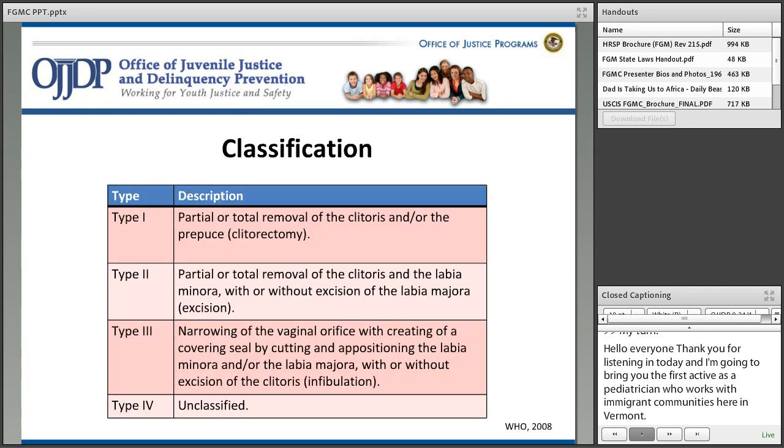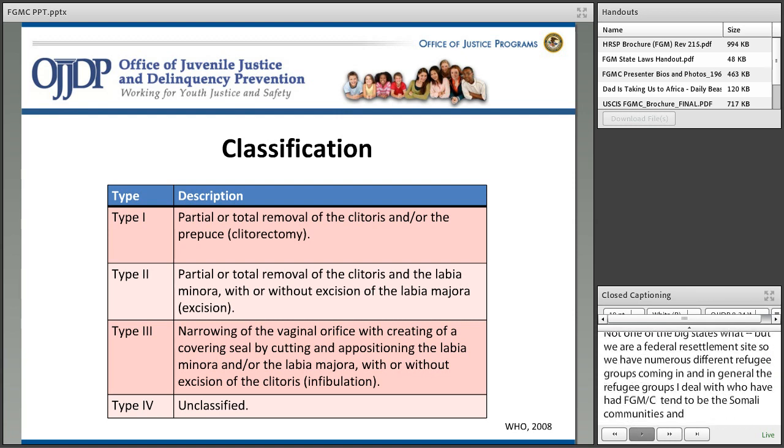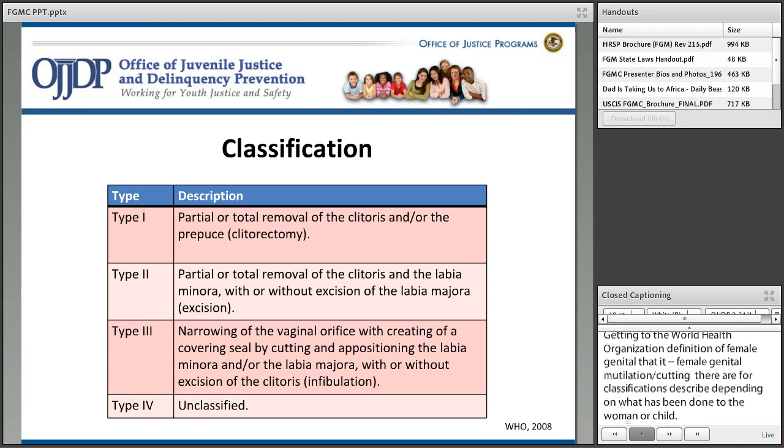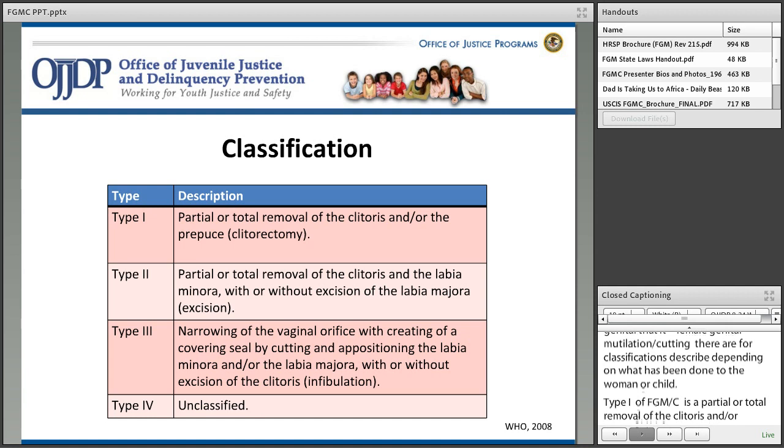Getting, again, to the World Health Organization definition of female genital mutilation and cutting, there are 4 classifications described depending on what has been done to the woman or child. Type 1 of FGMC is a partial or total removal of the clitoris and/or prepuce, so it's called a clitorectomy. Type 2 is the clitorectomy plus excision of part or all of the labia minora and maybe some of the labia majora, but not always.